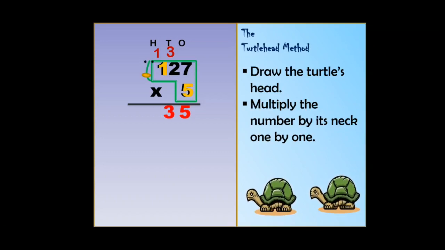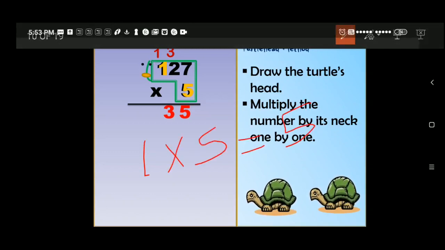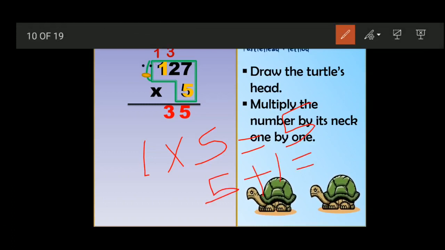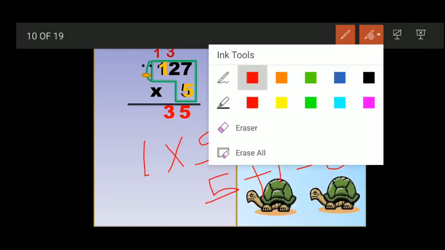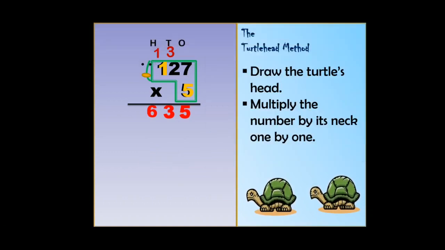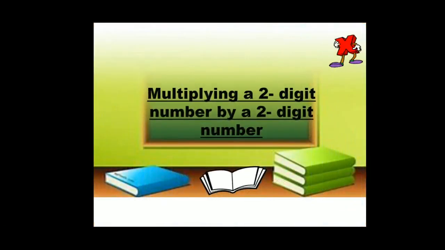So now we'll be doing with the other number, that is 1 into 5. Again we'll repeat the same process, that is first we'll multiply 1 into 5 and we'll get 5 and then we have to add the carried number, that is 1. So 5 plus 1 is 6. So you can see here. So here we are with the answer, that is 635.